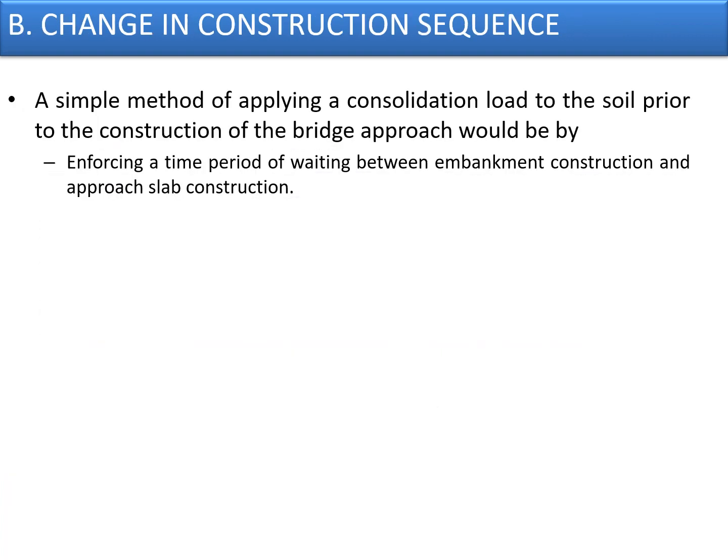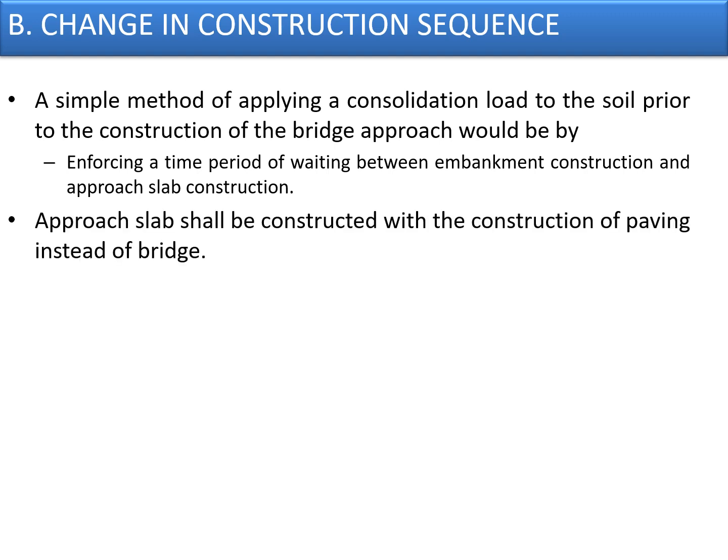Now, the second method is a change in construction sequence, a simple method of applying a consolidation load to the soil prior to the construction of the bridge approach by enforcing a waiting period between the embankment construction and the approach slab construction. That means once the embankment fill is made between the gap provided by the existing embankment and the end of the structure part, the approach slab needs to be constructed after a waiting period, so that whatever compression or consolidation is bound to happen, it will happen there only. Or generally you can flush the surface with water, so that the compression of the soil can be achieved.